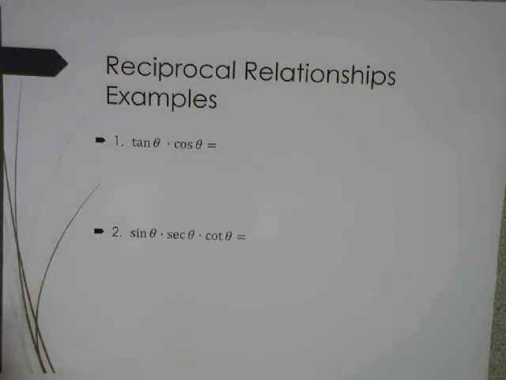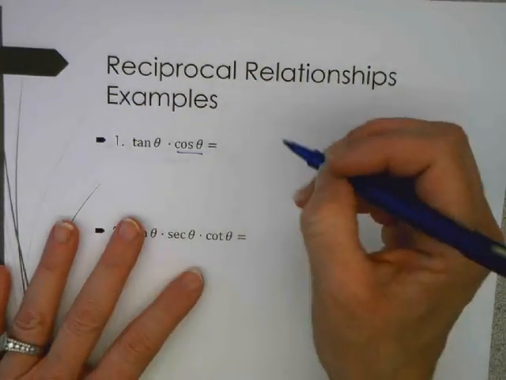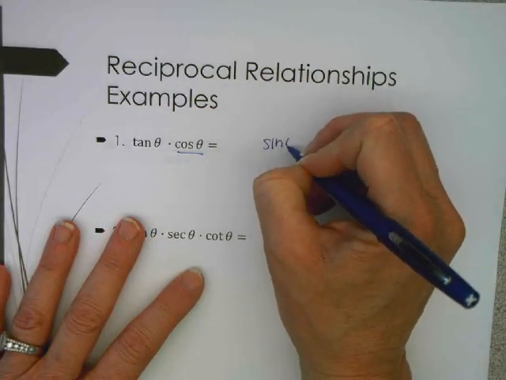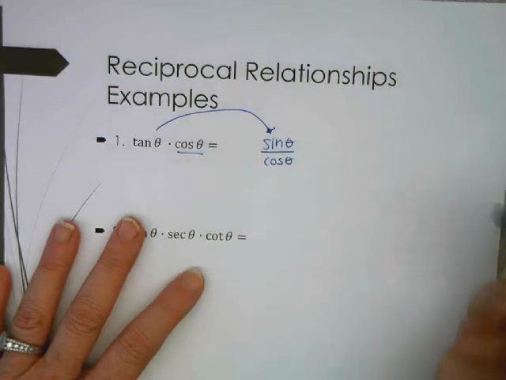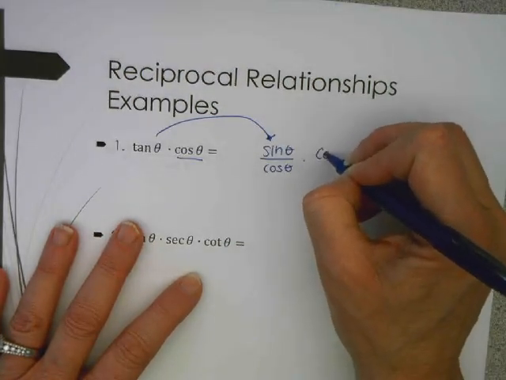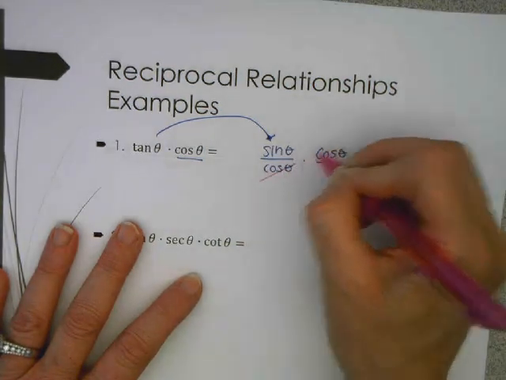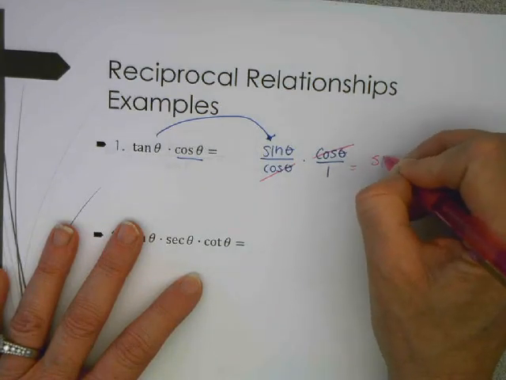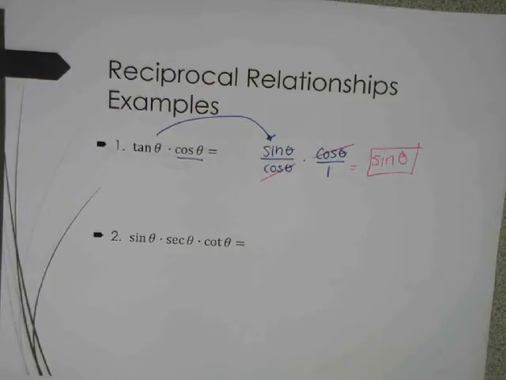What you want to do is try to change everything to sines and cosines. So the first thing I'm going to do is change everything to sine and cosine. Well, this is already a cosine, so I'm not going to do that. So I'm going to change tangent. Again, tangent is sine over cosine. I'm going to leave this as cosine. I like to put a 1 underneath it. And now all I do is simplify. So I'm going to cross cancel, and I'm left with sine over 1, or sine. So if you took any tangent function and multiplied by any cosine function, you get the same as the sine function, which is really interesting.